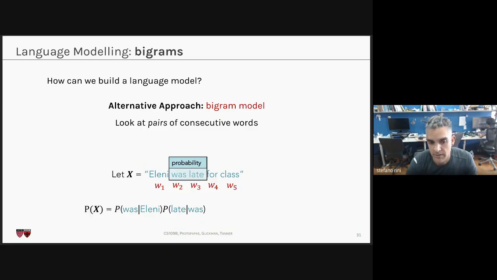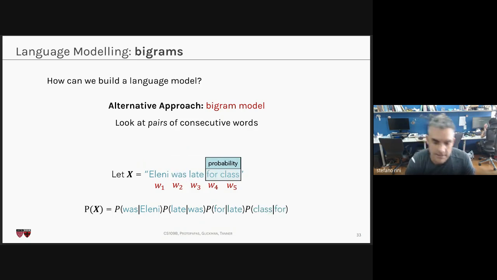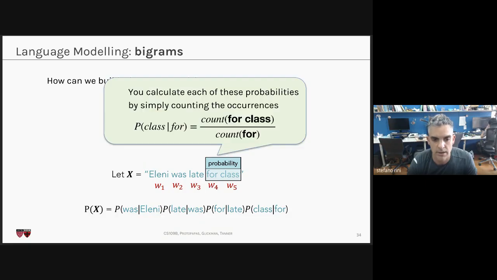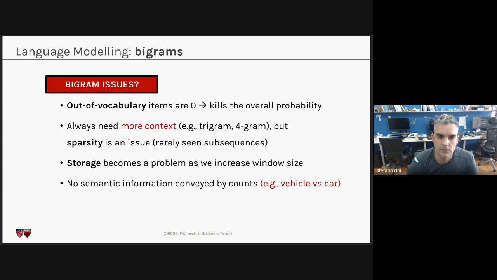So we start with the probability of Eleni, then the probability of "was" given Eleni, then the probability of "late" given "was", the probability of "for" given "late", the probability of "class" given "for". Of course, now we have the problem of estimating these conditional probabilities, but that's okay, right? Because, for example, to obtain the conditional probability of "class" given "for", we look at the number of times "for class" appears in the English corpora, and we divide by the probability of "for". This is Bayes' rule. We know it since high school, and this is how we obtain these terms. Okay, so what is the issue here?